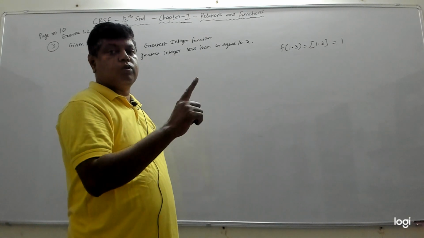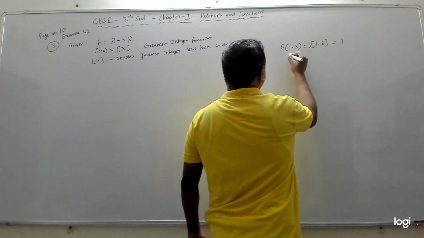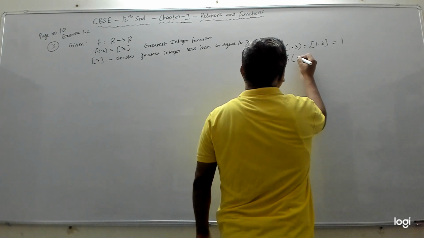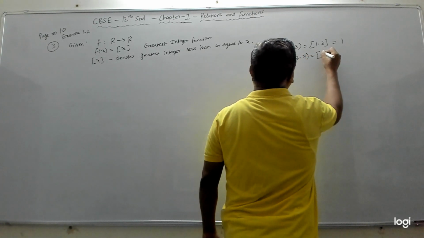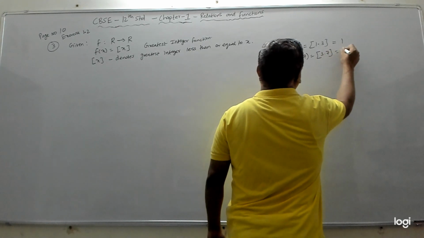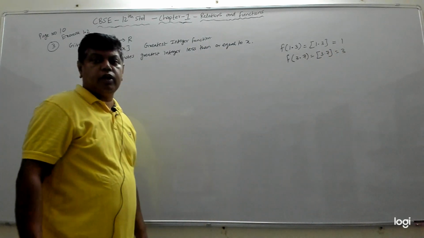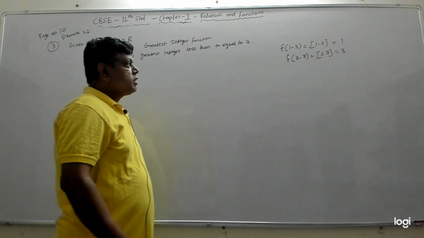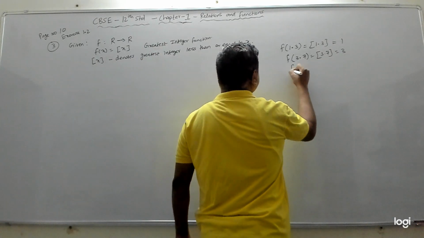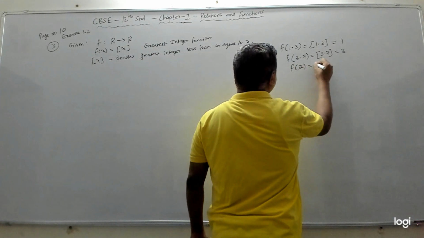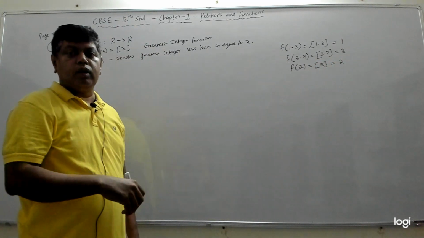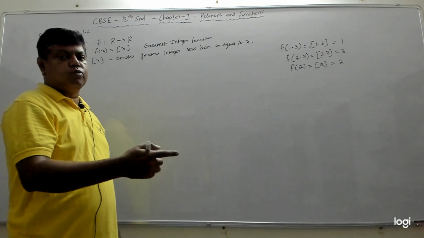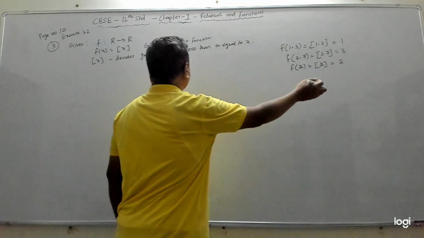Suppose you want to find f of 3.7, that is box of 3.7, which is 3. The greatest integer less than or equal to 3.7 is 3. Suppose you want to find the value of f of 2. f of 2 is box 2, and box 2 is 2, because the greatest integer less than or equal to 2 is 2. So that's how it goes.